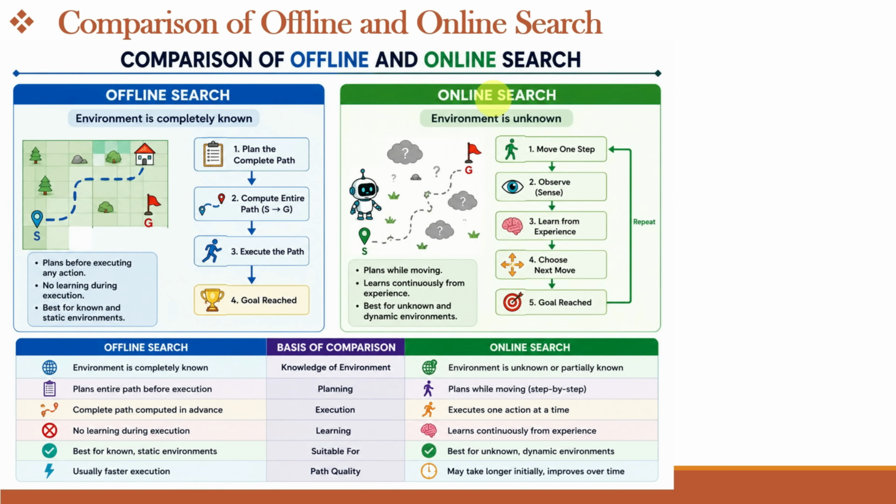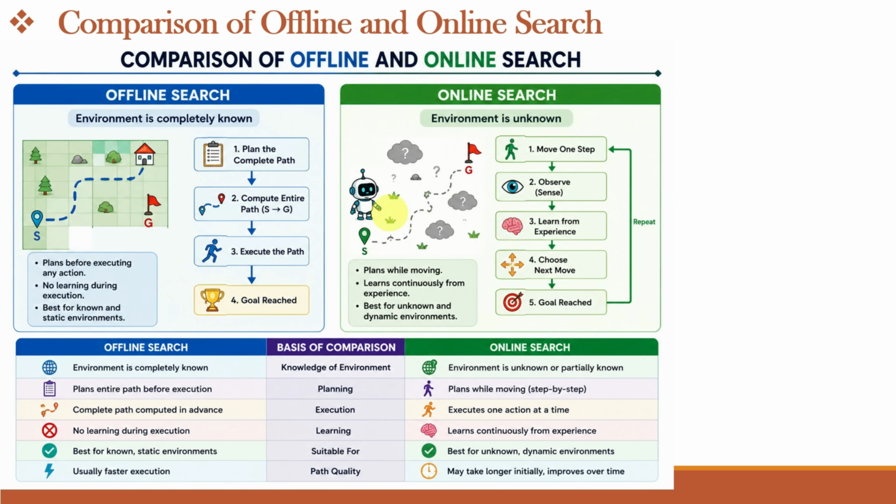While for the online search, the environment for the agent is completely unknown. It moves one step at a time. After every move, it observes the surroundings through its senses. It learns new information, updates its knowledge, and then decides the next action. And planning and execution happen together.